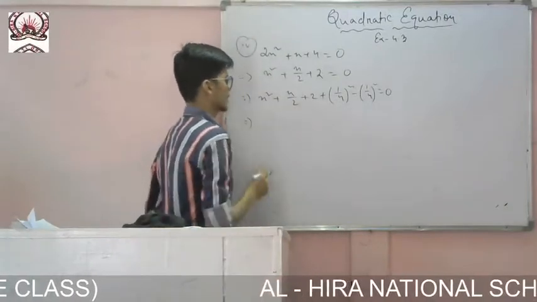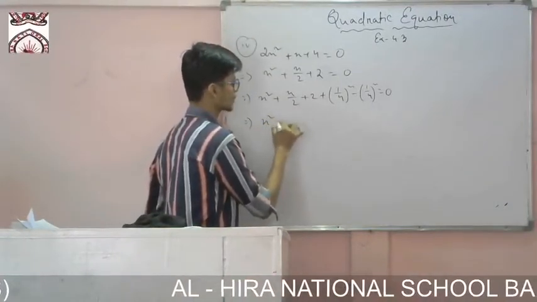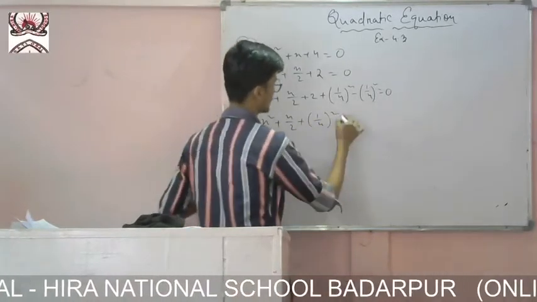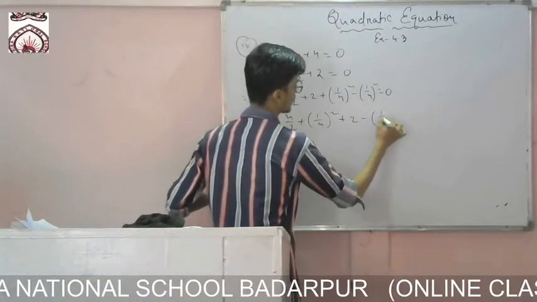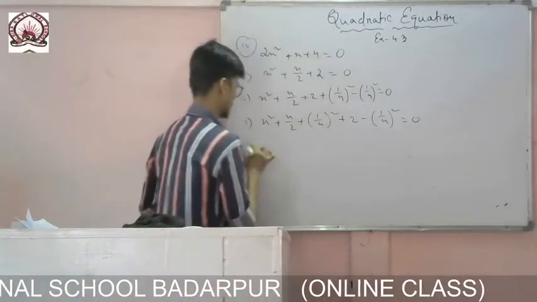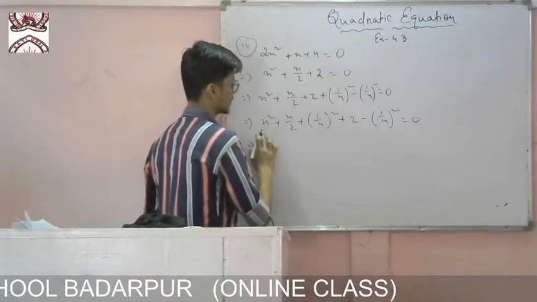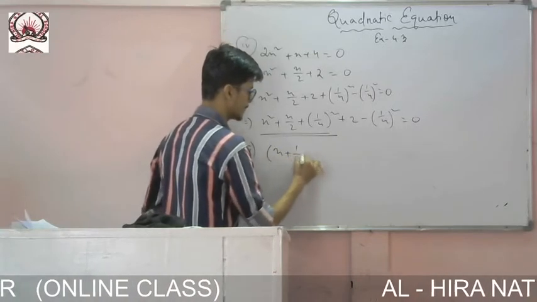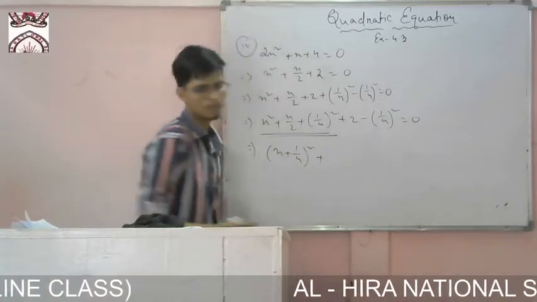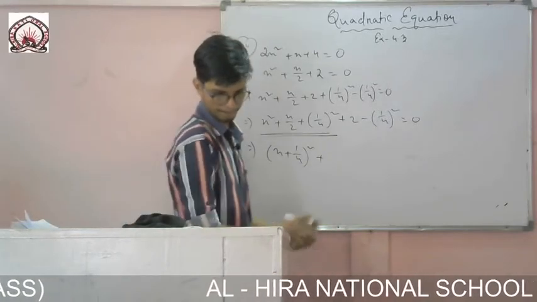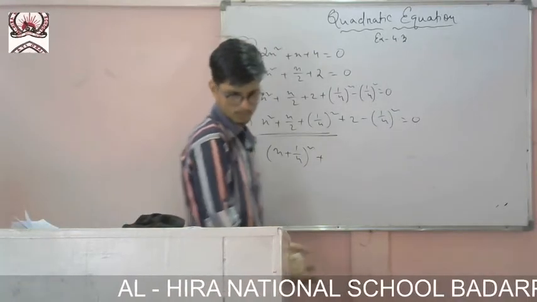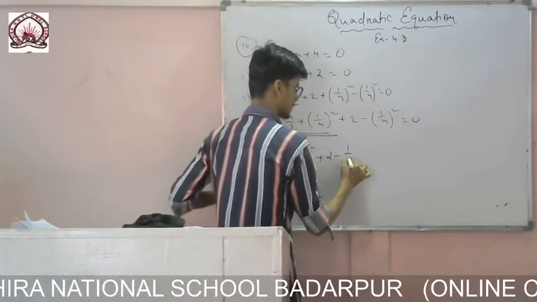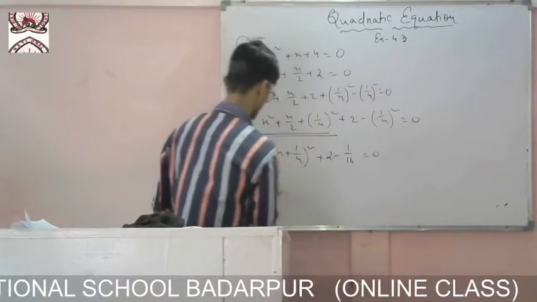Now I will arrange them. x square plus x by 2 plus 1 by 4 whole thing square, then plus 2 left there and minus 1 by 4 whole thing square left, equals to 0. This one, a square plus twice ab plus b square, converts to the formula a plus b whole thing square, and on that side, 2 minus minus 1 by 4 square, it is 16, equals to 0.